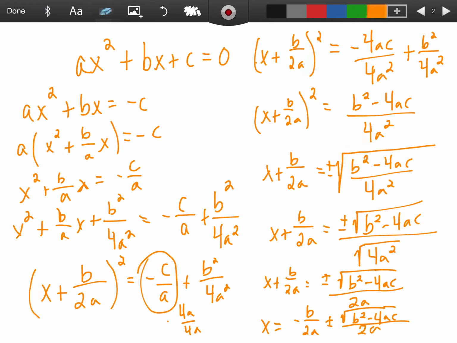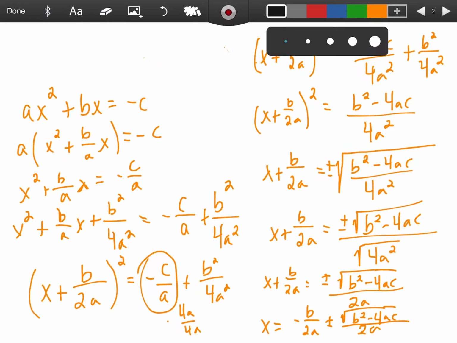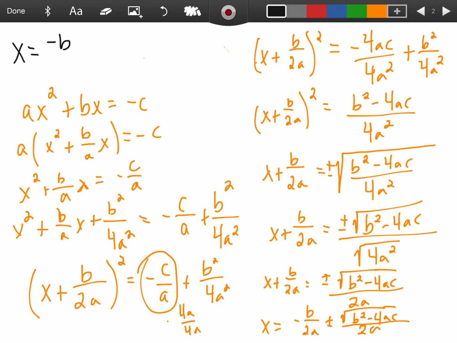I'm just going to erase this first step and I'm going to write it in black. Okay, here you just combine, right? If they have a common denominator, you can add them together. So that is x equals negative b plus or minus the square root of b squared minus 4ac all over 2a. So that is how we develop the quadratic formula.